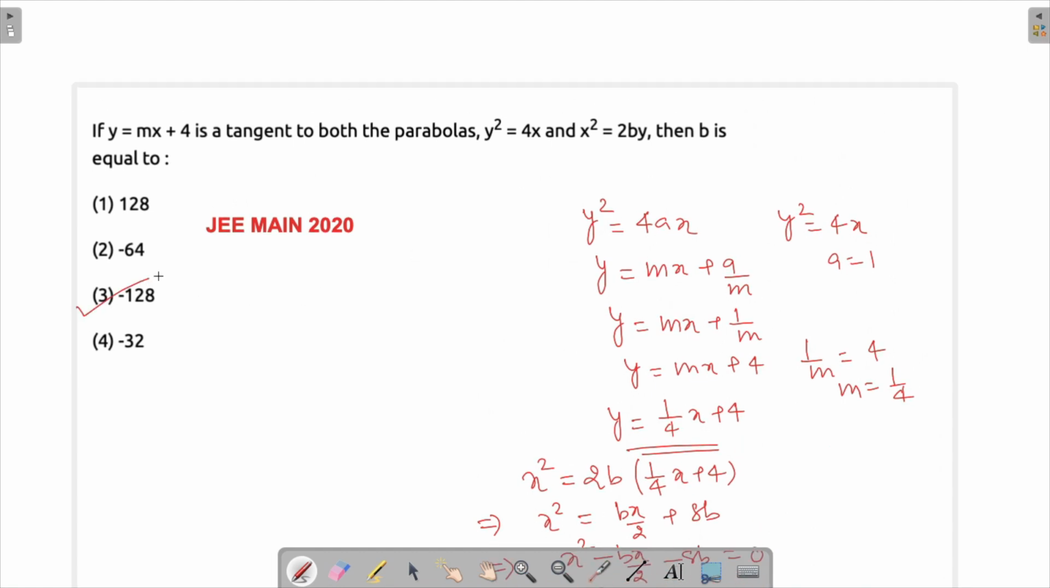All right. So that's all we have to do in this question. We just had to look at the equation of tangent, compare it with the tangent which we know generally, find the value of m, and then substitute the equation of tangent into another equation, and then find the value of b. All right. So that's all for this question.